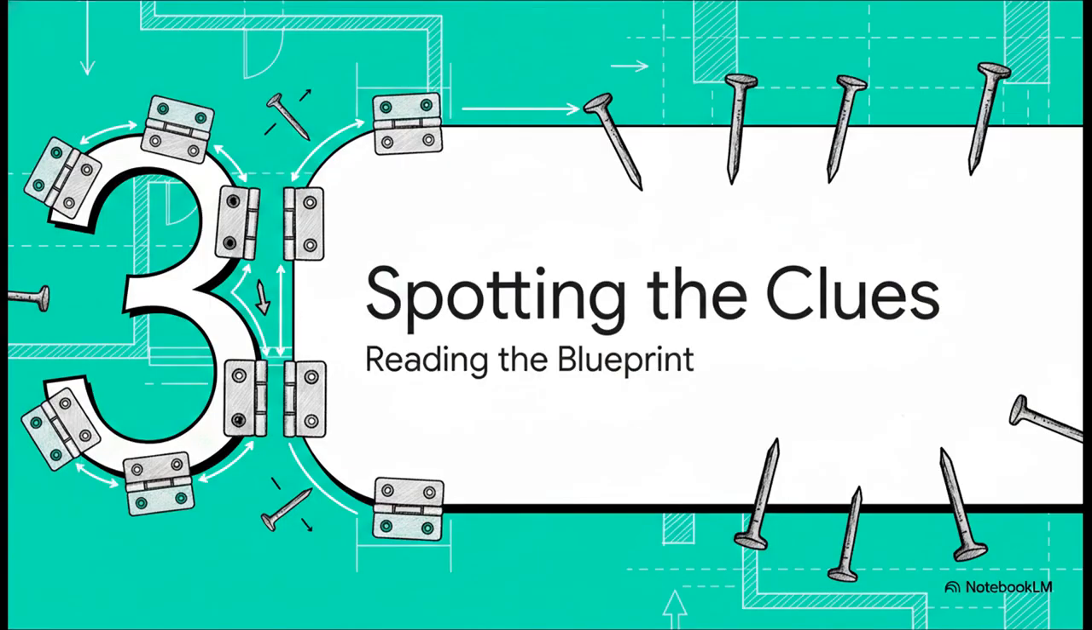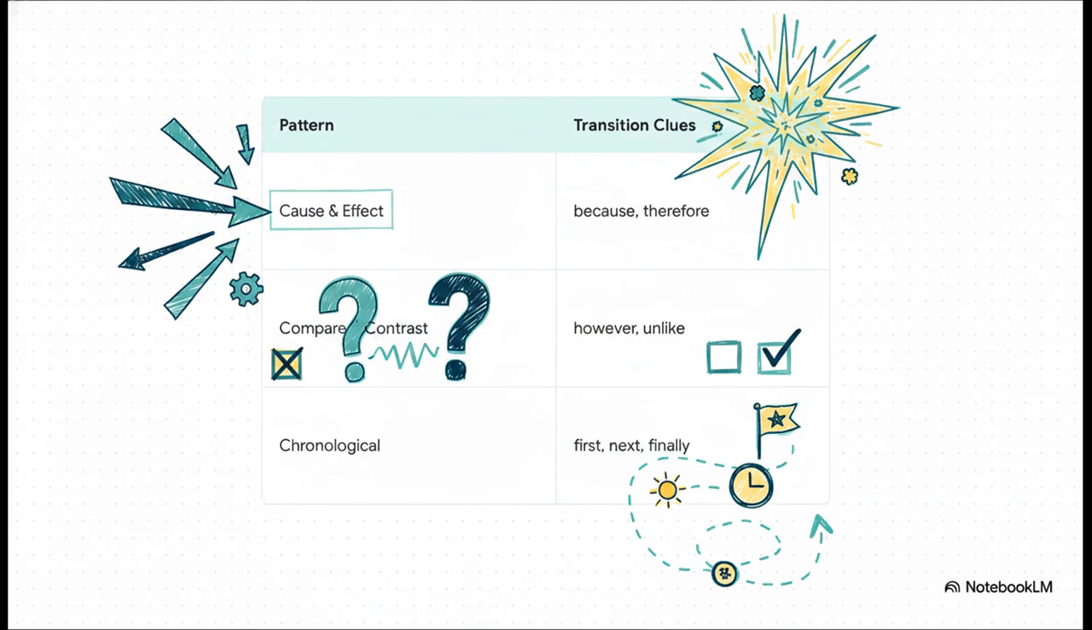Section 3, spotting the clues, reading the blueprint. So we know the floor plans, but how do you actually quickly recognize them while you're reading? Well, you look for the hinges and nails holding the text together. And by that, I mean transition words. If you see because or therefore, you are almost certainly looking at cause and effect.